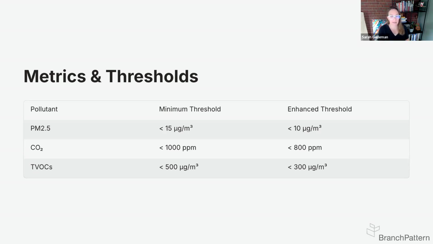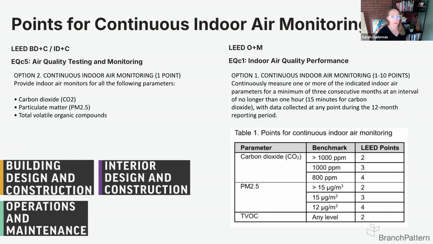All right, next slide. So here's a summary. This is a busy slide, but it summarizes what I talked through on the options for continuous monitoring specifically under these two LEED rating systems. EQ credit 5, air quality testing and monitoring, has this Option 2 for continuous monitoring on one point, where you have to have air quality monitors with these three parameters, as well as temperature and relative humidity. That's similar for BD&C and ID&C.